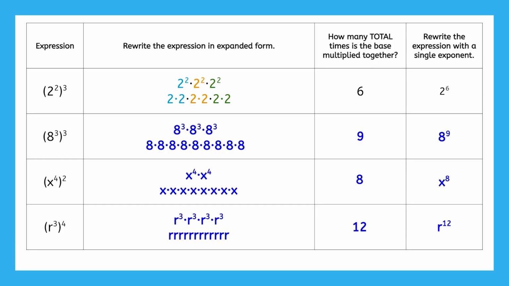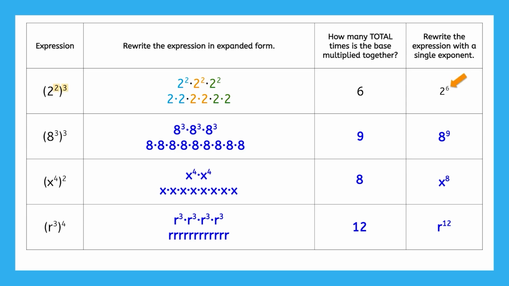Did you notice any pattern between the exponents in the first column and the final exponent in the last column? In the first row, the original exponents are 2 and 3, and the final exponent is 6. In the second row, the original exponents are 3 and 3, and the final exponent is 9. The third row has 4 and 2 as the original exponents with a final exponent of 8. And finally, the fourth row has 3 and 4 as the original exponents with a final exponent of 12. Is there a connection between the original exponent numbers and the final exponent?